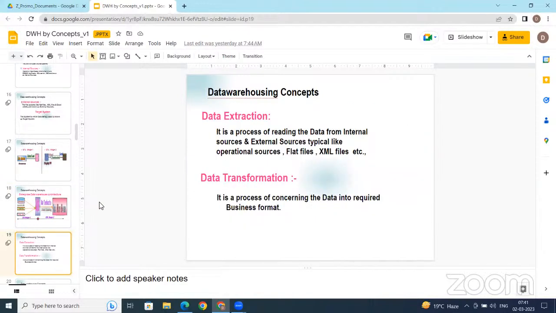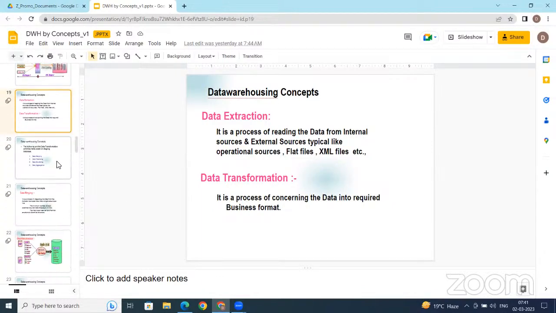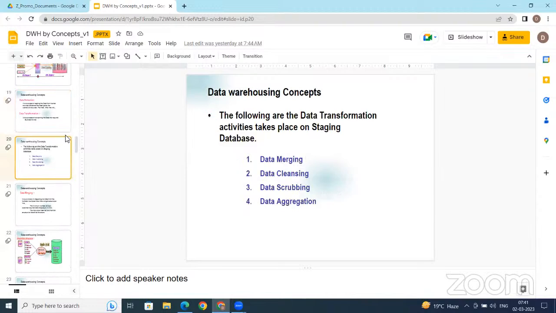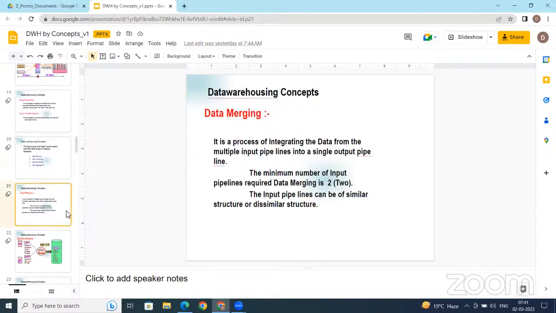Now let's move on to data extraction, transformation, and loading. We have discussed extraction, internal source systems, and external source systems. Now let's move on to data transformations. What are data transformations? We have four methodologies of data transformation: data merging, data cleansing, data scrubbing, and data aggregation. So what is meant by data merging?